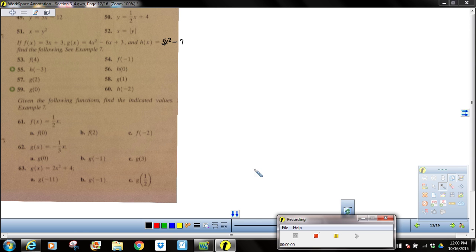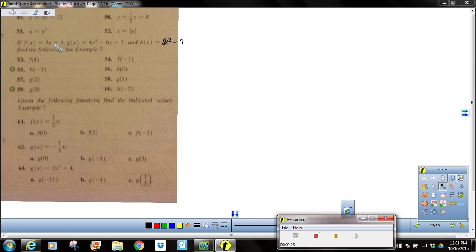This is video 3 of section 3.2, and I kind of cut off the problem a little bit when I copied this into the program, and so I went ahead and wrote it out. Hope that's readable, legible for everybody.